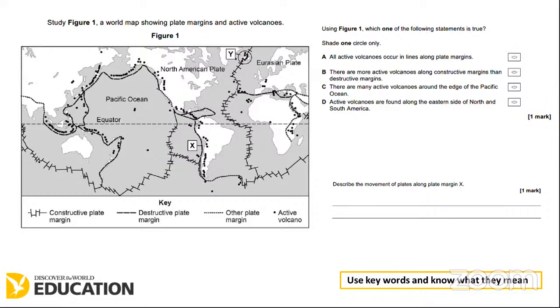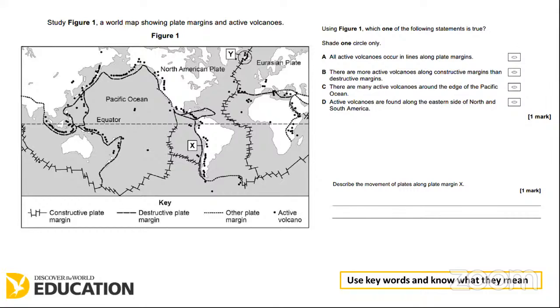A question here, it's a very simple question, but it's often done wrong because people don't actually read the question. And I really would say to you, please read the question. Describe the movement of plates along plate margin X. Plate margin X you have got here, okay? It's not asking you to explain, it's asking you to describe. So you are saying what you see.